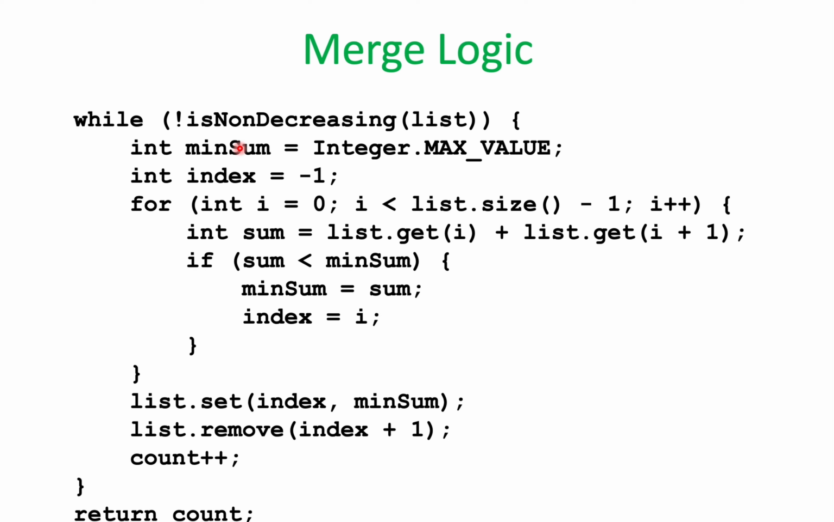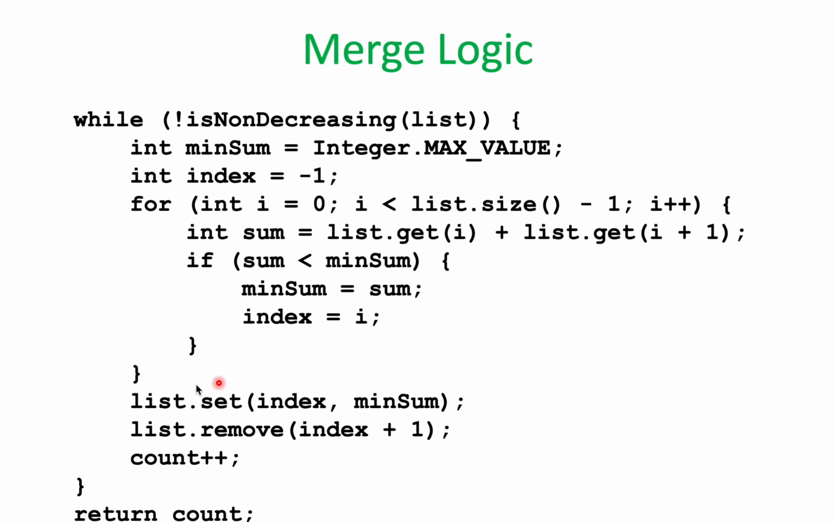So we will find all the pairs and compute their sum, and then we will replace with the minimum one. So what we will do with the minimum sum: we will replace at that index, so we do list.set(index, min sum), and then we do list.remove(index + 1), and then we do count++.